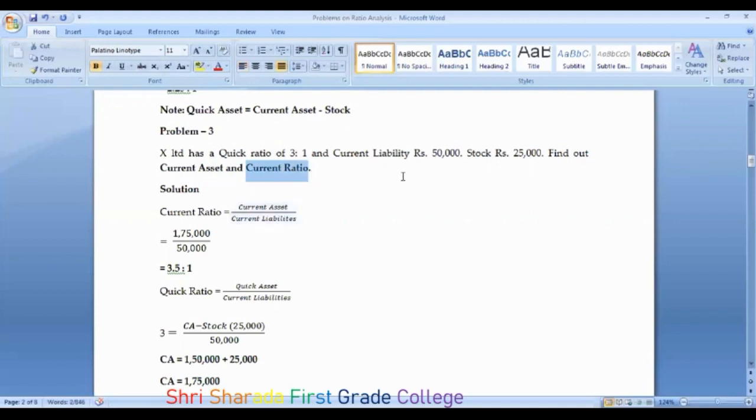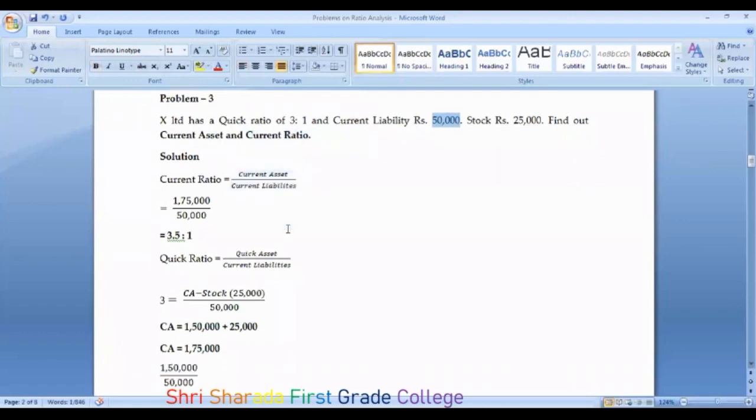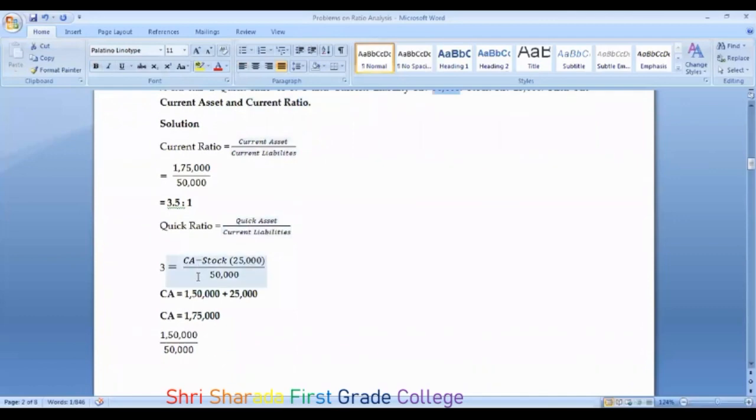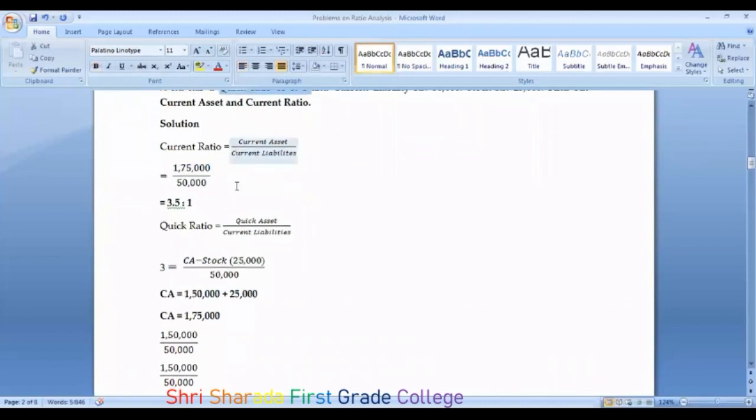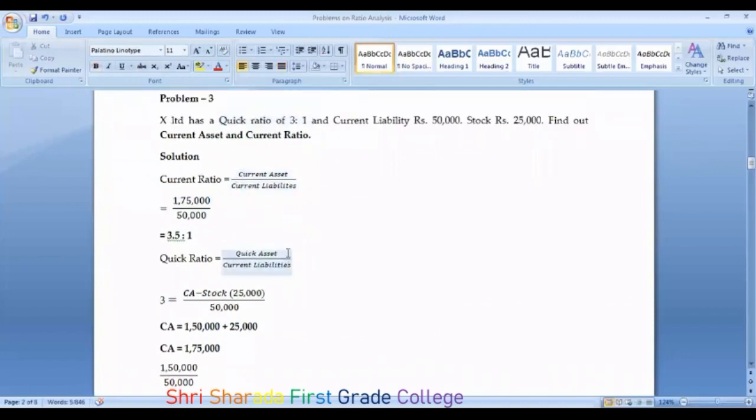Current liability is given here. You need to find out the current assets. Clear? So how to find out the current assets? There is quick ratio information given. Out of the quick ratio information, you can easily find out the current assets. You will find out the quick assets along with the current liability, which is given. So apply the formula of quick ratio: quick ratio is equal to quick assets divided by current liability.